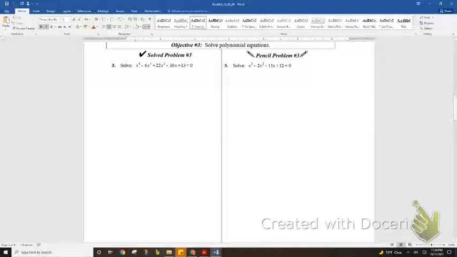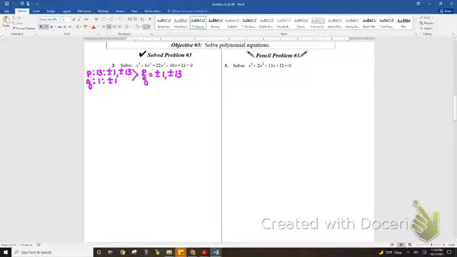Alright, so remember, P's are going to be the factors of the constant. So P here is the factors of the 13, which are just plus or minus 1 and plus or minus 13. Q is going to be the factors of the leading coefficient, which is a 1, which is just plus or minus 1. So our P over Q's is going to be 1 and 13.